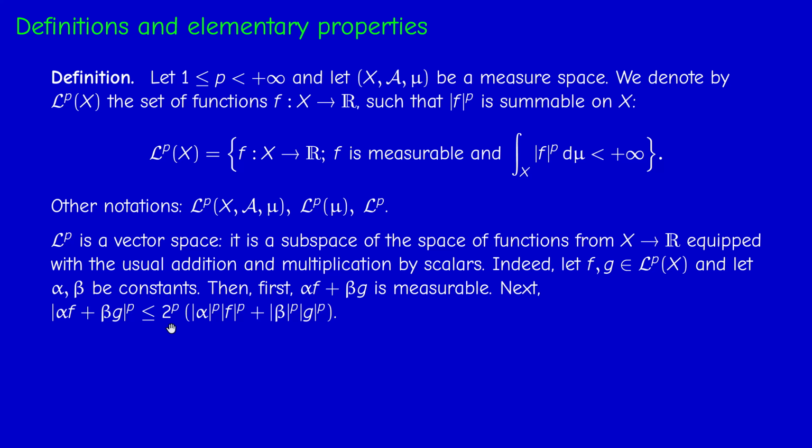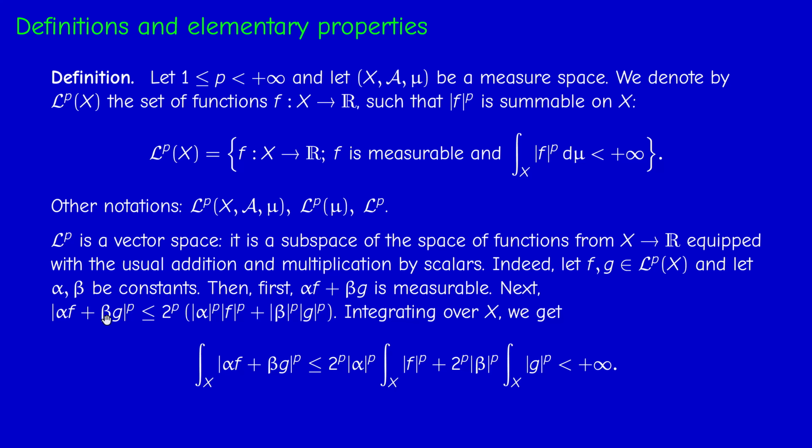Actually we can prove a better estimate, and we can write instead of 2 to the p, 2 to the p minus 1, and this is just a convexity inequality. But it's not important here, because if this is true, when we integrate, since integration conserves inequalities, then we have that the integral of alpha f plus beta g to the p is finite. It's less than these two integrals. So this means that LP is stable under addition and multiplication by scalars. So it's a subspace of the vector space of all functions from X to R.